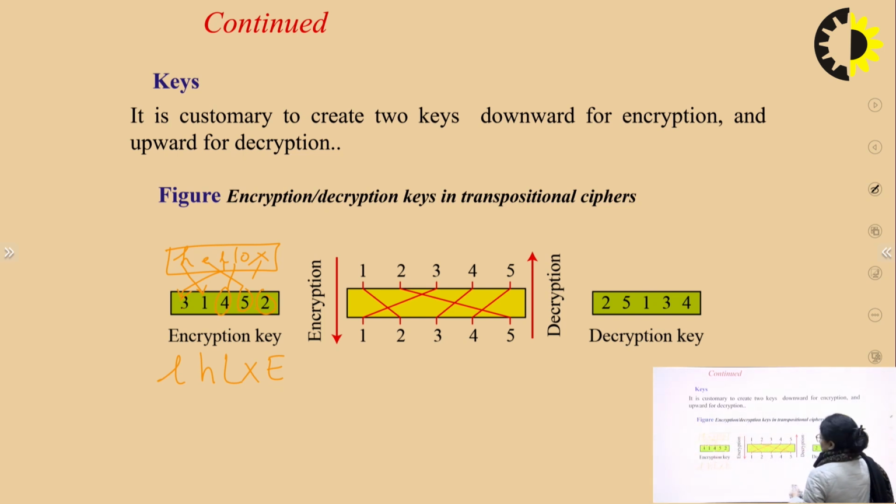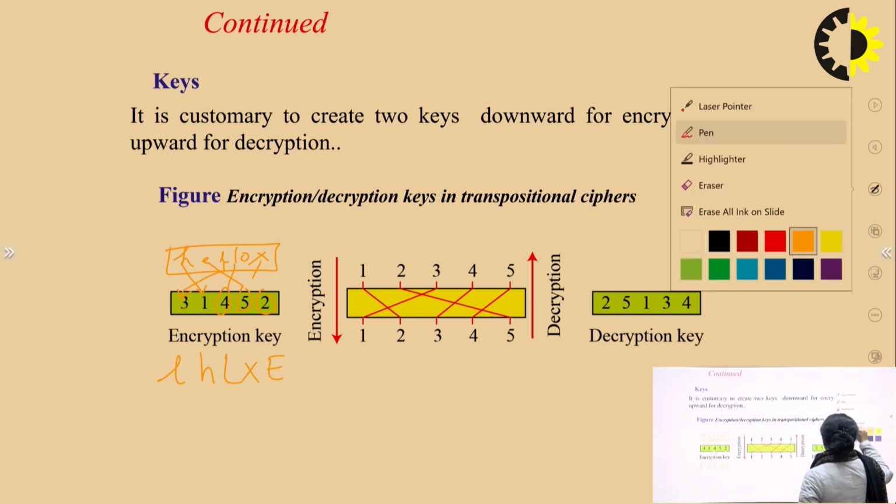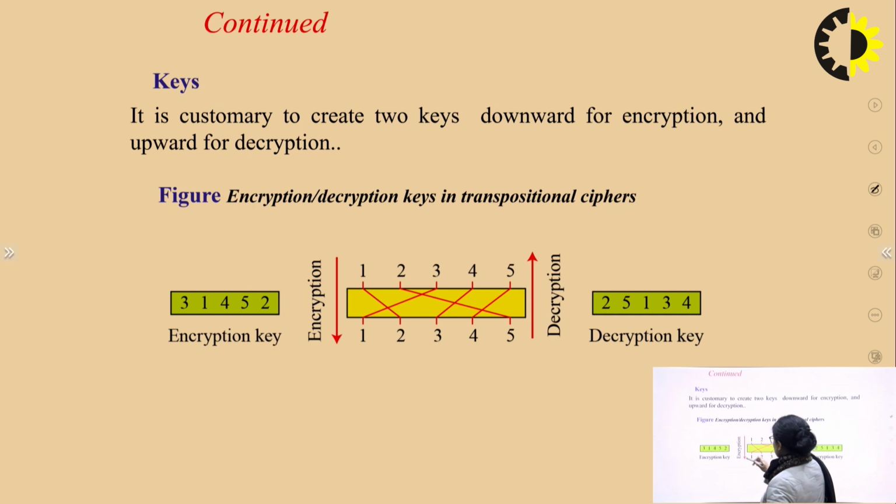This is an example of, again, a transposition cipher, repositioning the letters of the plain text by using the key. Now if this is the encryption key, the decryption key will be something different. Let us say the third position comes to the first, the first goes to second, the fourth one comes to third, the fifth one comes to fourth, and the second one comes to fifth position, as you're encrypting from the plain text to the cipher text.